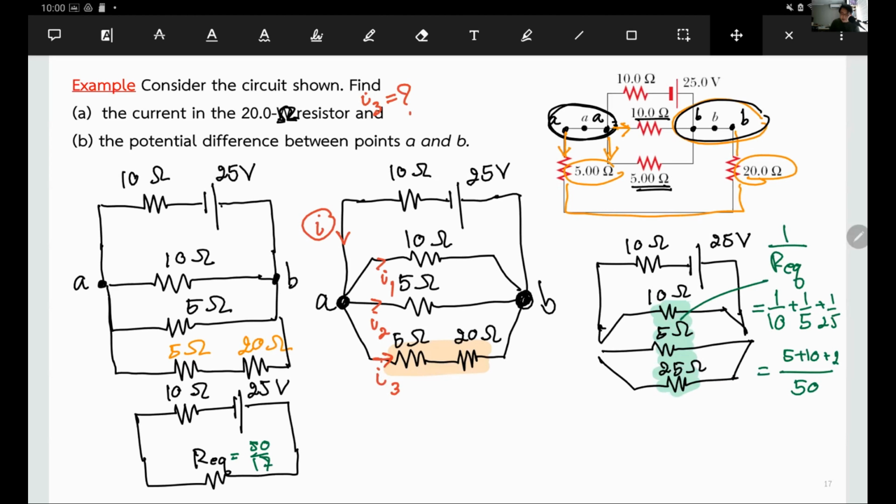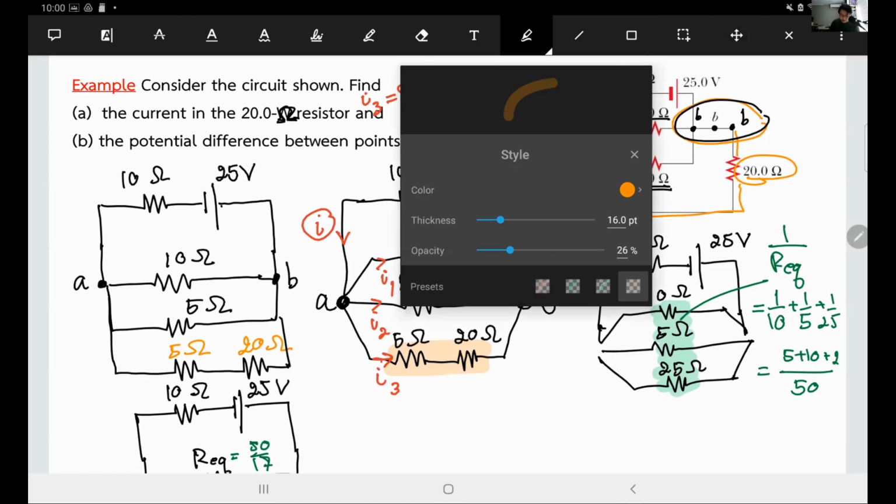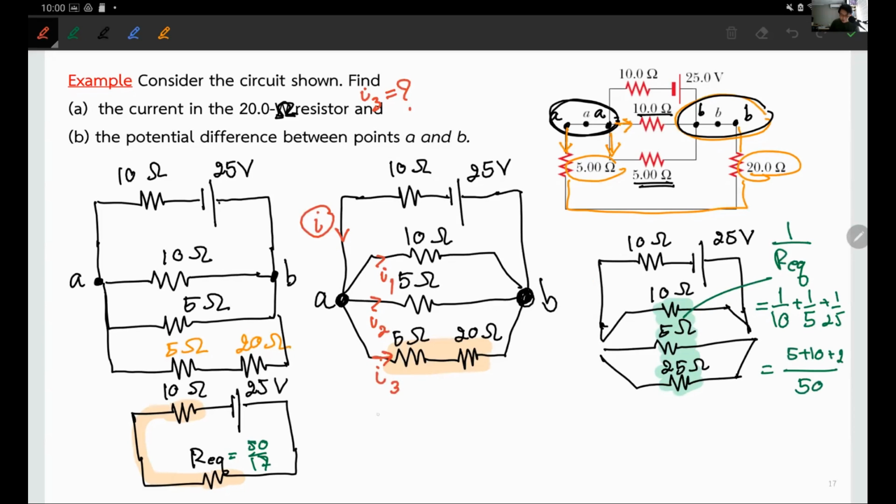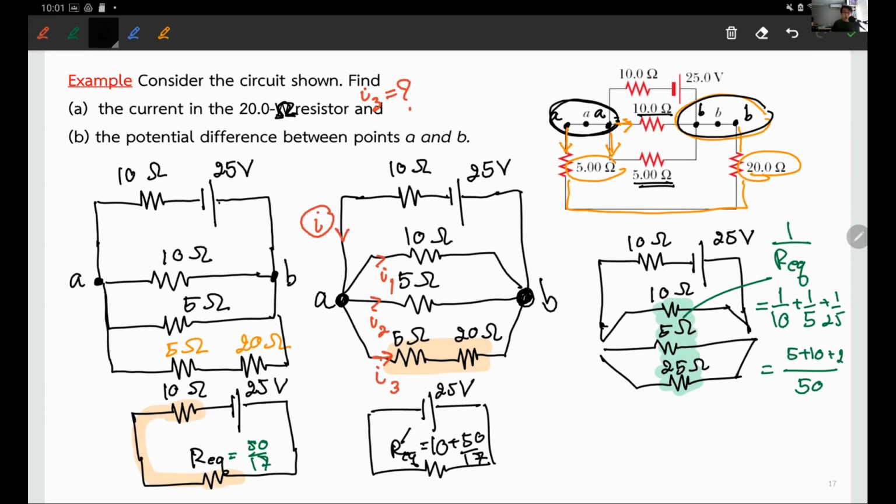And now the last two, guys, almost done. I can see that this is also parallel with this again. And that will lead you to the final configuration, which is I can keep 25 here on top. Let me call this R equivalent prime. I want to sum those two together. It's simple now because it's just 10 plus 50 over 17. 25 volt. Okay, guys. So I hope you see the whole process of reducing the whole thing down into a final single equivalent resistor.